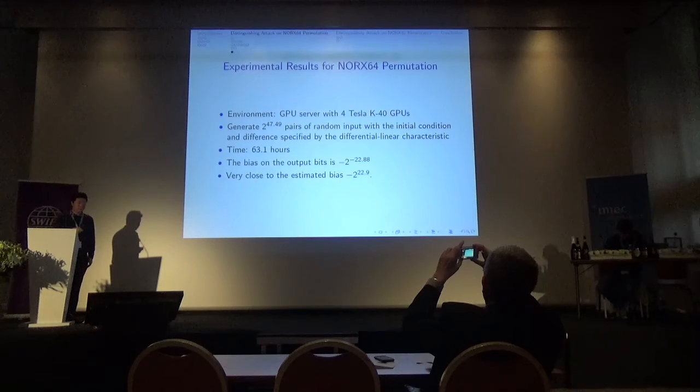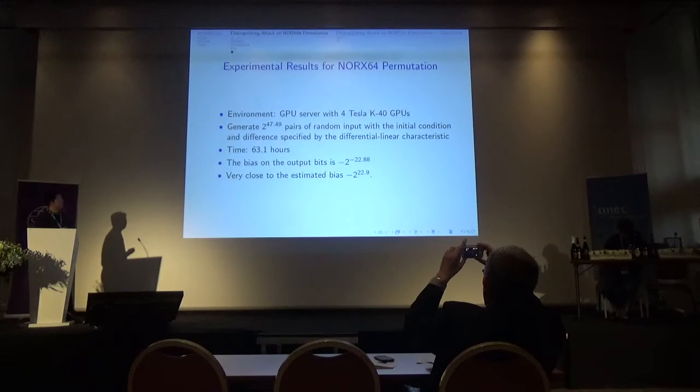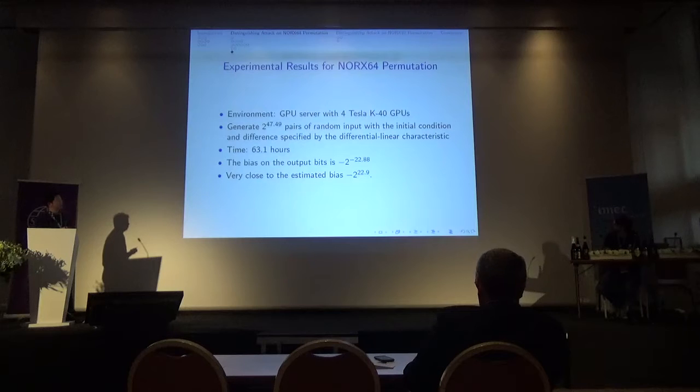We have experimentally verified this result. So we use a GPU server with 4 Tesla K40 GPUs. Then we generate this number of pairs and then compute the statistic. It takes 3 hours. And what we find is the bias in output bits is -2^-22.8, which is very close to the estimated one.